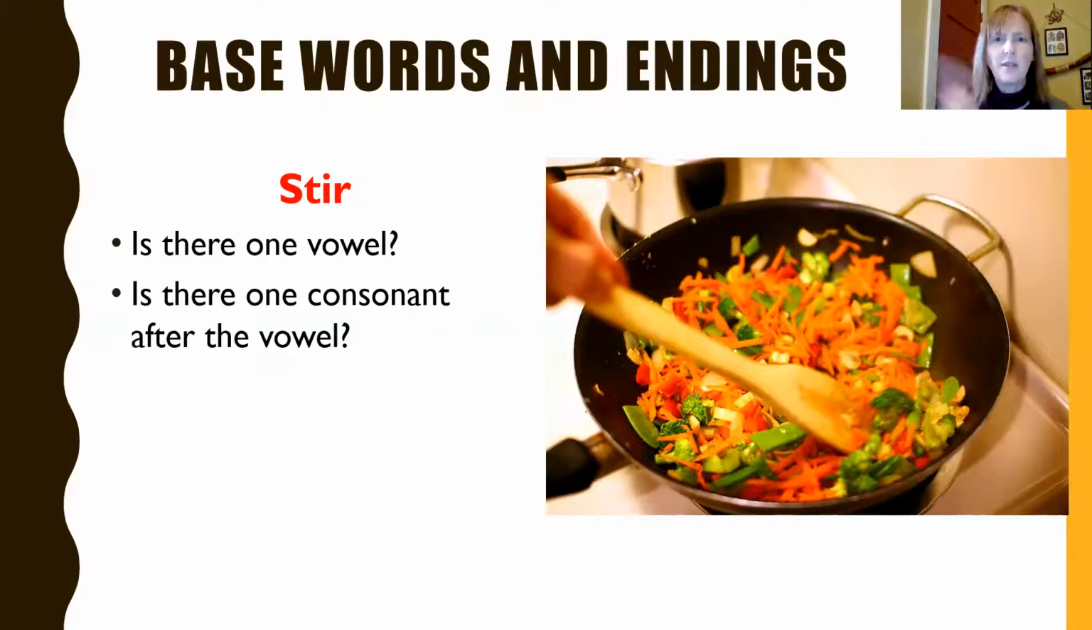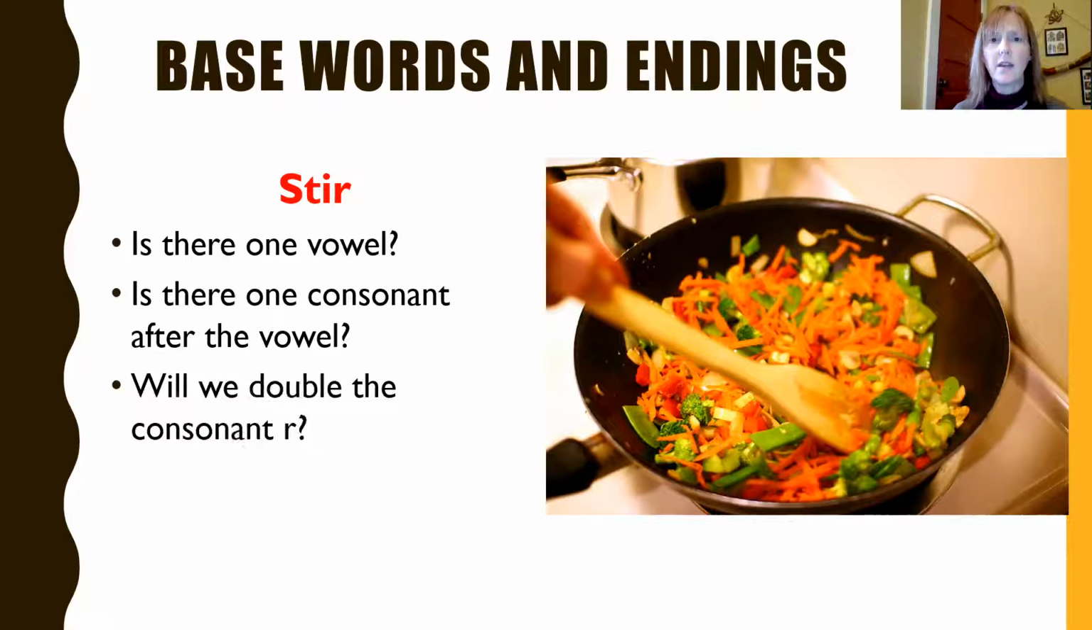Our second question then, if that one is yes, we're going to ask ourselves, is there one consonant after the vowel? Now, clearly, there are 3 consonants in the word stir, ST at the beginning, but after the vowel, there's only one, and that's the letter R. So again, our answer is yes to this question. So we've answered yes to questions 1 and 2, and now we ask ourselves, then will we double the R? Will we double the consonant? If we've answered yes to both of those, the answer is going to be yes to the third. So stir becomes stirred, and stir becomes stirring. Both of those, we doubled the R first.